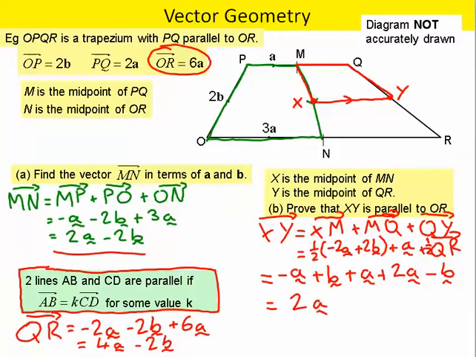So let's say OR is equal to 3 times XY, and that implies they are parallel, because one is a scalar multiple of the other.